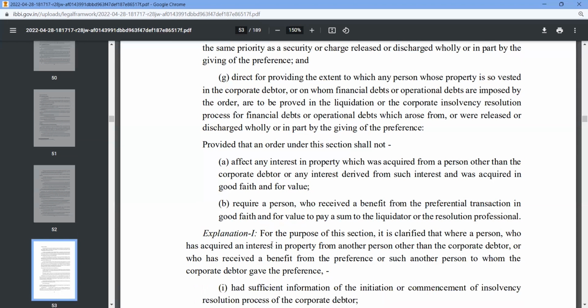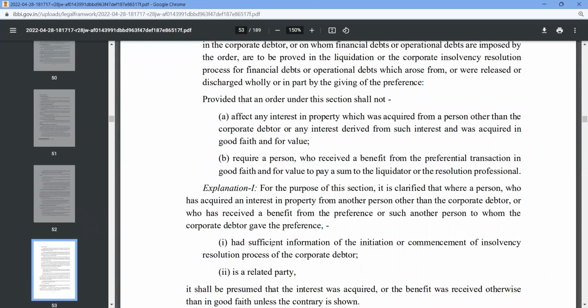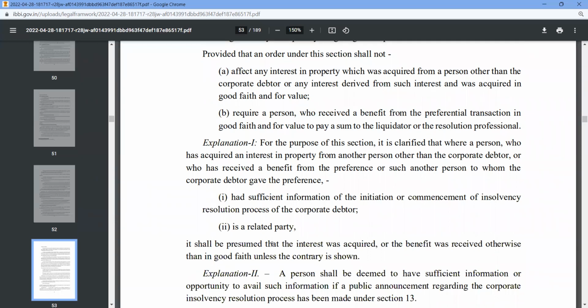For the purpose of this section, it is clarified that where a person has acquired an interest from another person other than the corporate debtor. Okay? But suppose that other person had sufficient information that CIRP is going to commence, sufficient information of the initiation or commencement of the insolvency resolution process. This concept is called twilight zone. As we know, before sunrise, there is a twilight between the night and the sunrise. So there is a feeling that the sun is soon going to rise. Similarly, if he had sufficient information of the initiation or commencement of the insolvency resolution process of the corporate debtor, then this will not be excluded, or if he is a related party.